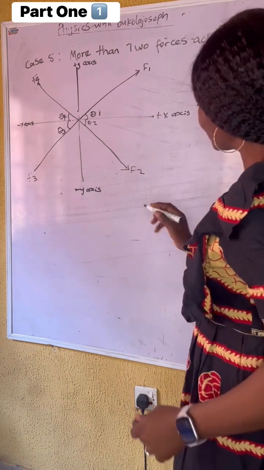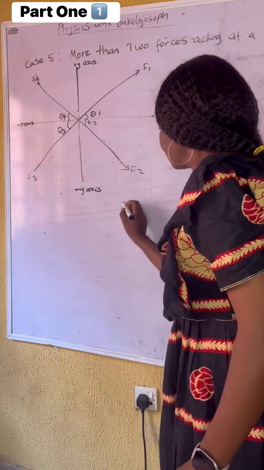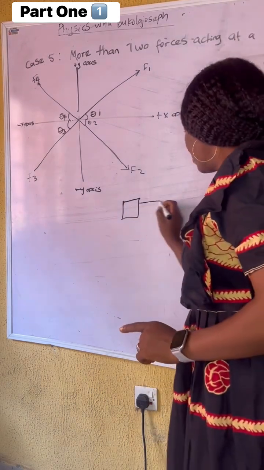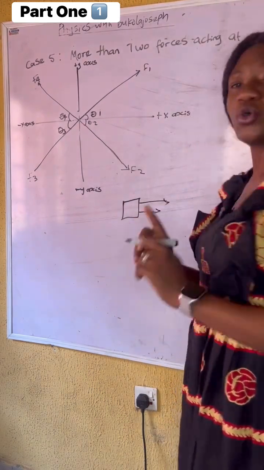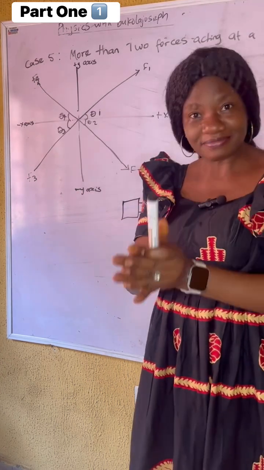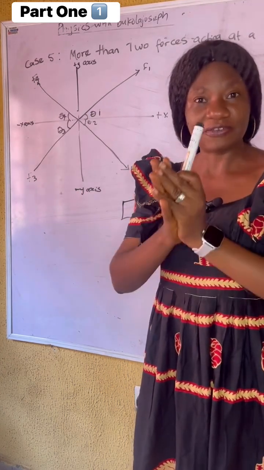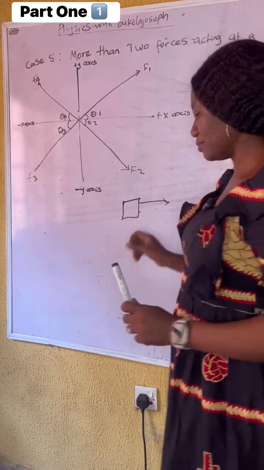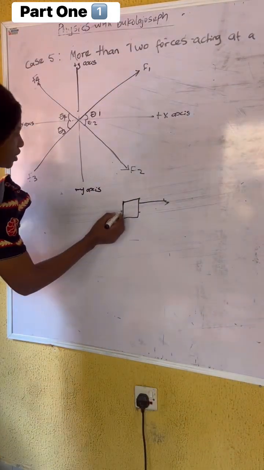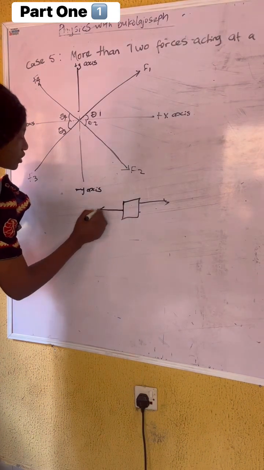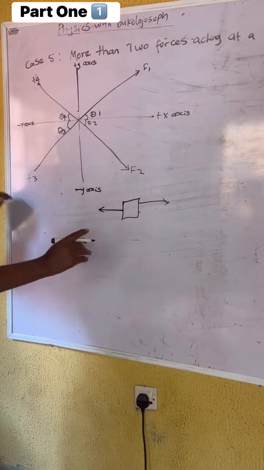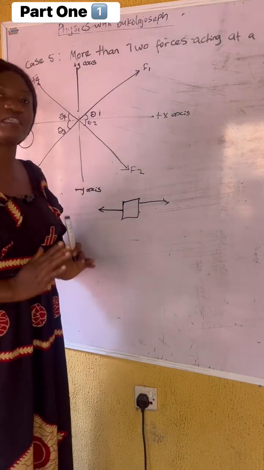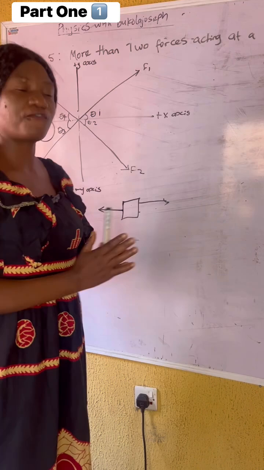Now, let me quickly do a previous knowledge of what we have done before. Before, we said if two forces are acting on a body, and they are moving in the same direction, what do you do? You add the forces. Then, if the forces are in opposite direction, you subtract. By the end of the day, the body moves in the direction of the greater force.